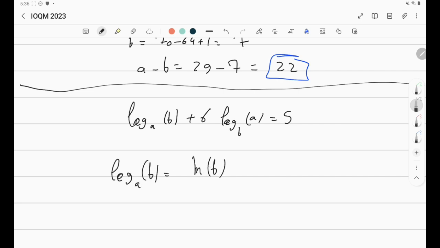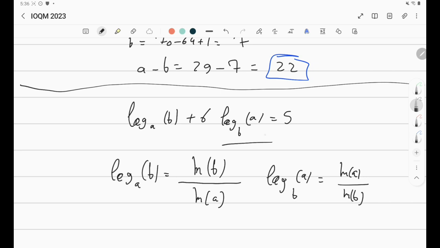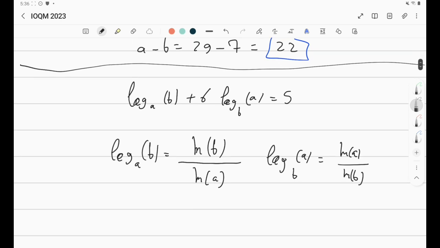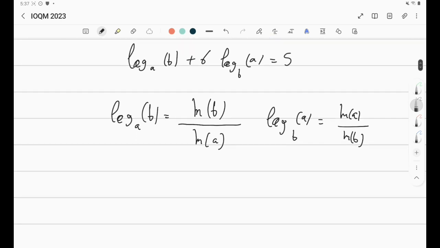This thing is simply the log of b over the log of a. So you just take the log of this and you divide it over the log of the base, whereas of course this is the natural log, and we can do the same for the other one. Log of a over log of b. Guess what? What do we see? We notice that these two dudes here are just reciprocals. So if one of them is x, then the other is 1 over x. So we're just going to do that and find what is x.